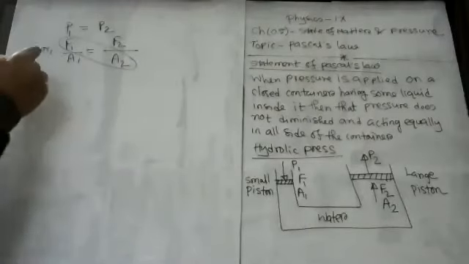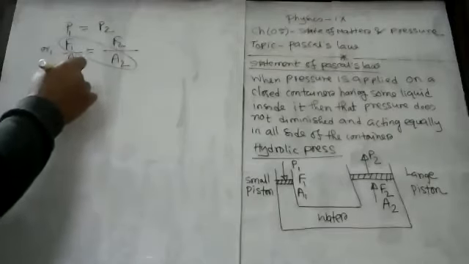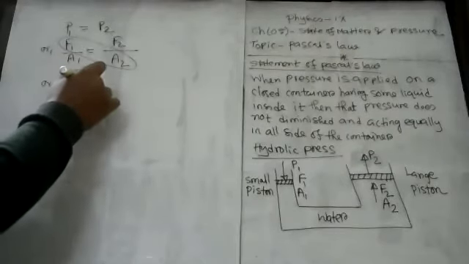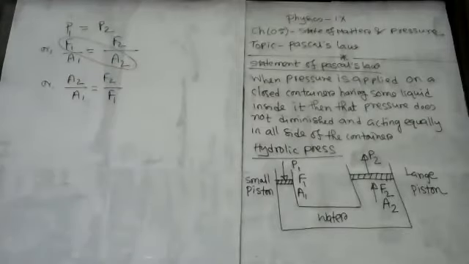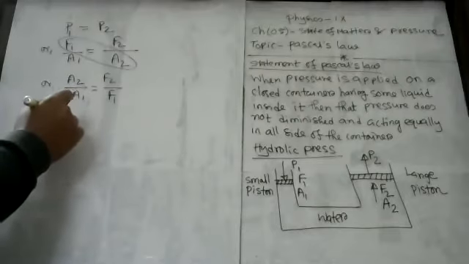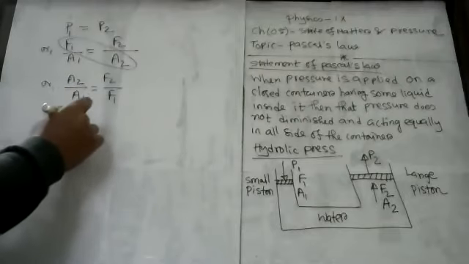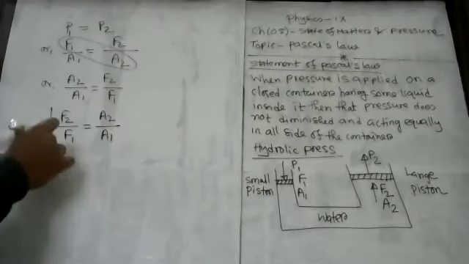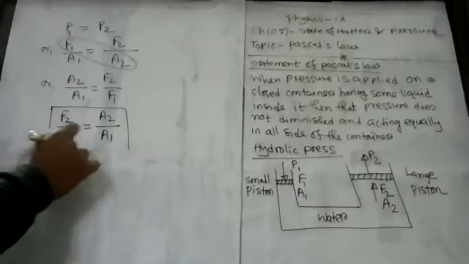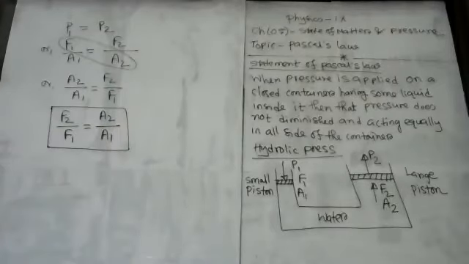And then we get that A2 by A1 will equal F2 by F1. Or finally, you can say that F2 by F1 will equal A2 by A1. Okay, my dear student. So this is nothing but the mathematical equation of Pascal's law. I repeat, this is nothing but the mathematical equation of Pascal's law.